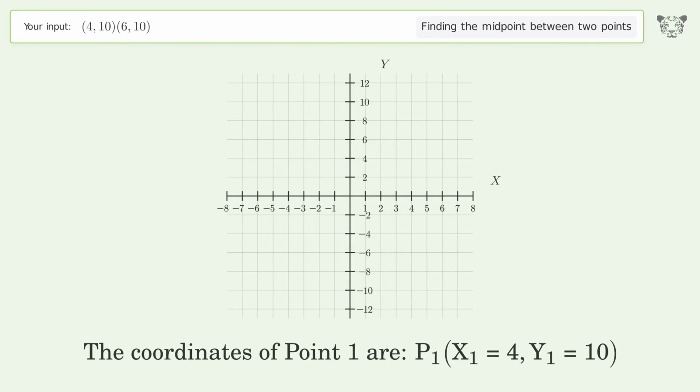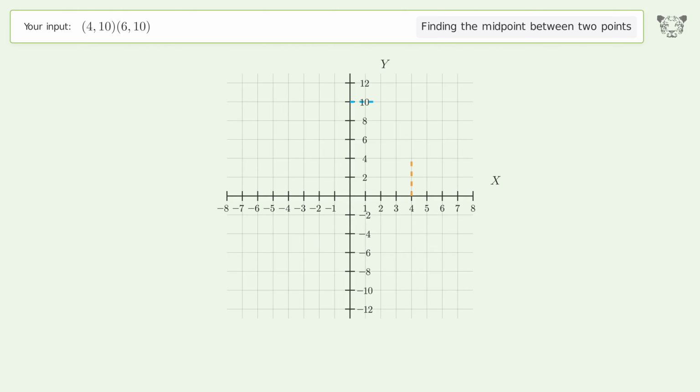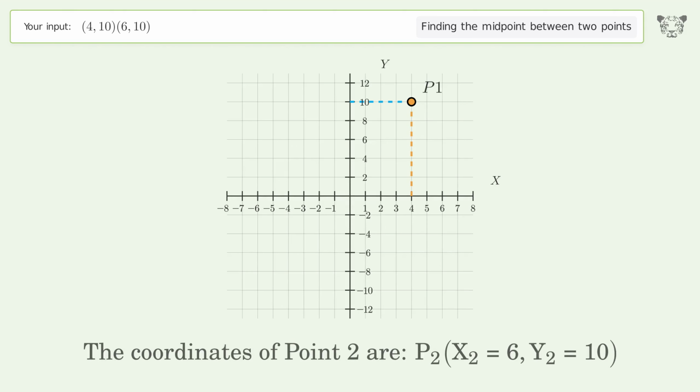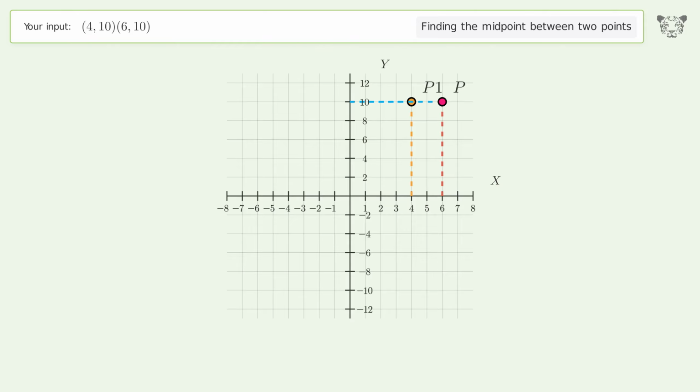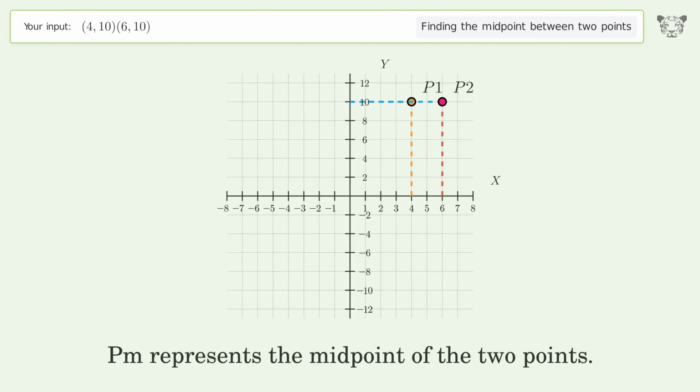The coordinates of point 1 are x1 equals 4, y1 equals 10. The coordinates of point 2 are x2 equals 6, y2 equals 10. PM represents the midpoint of the 2 points.